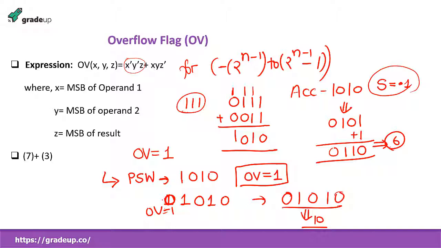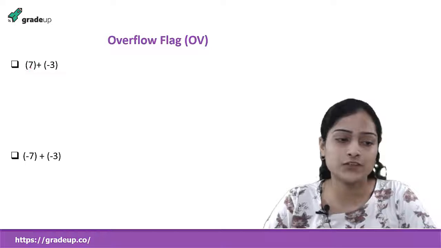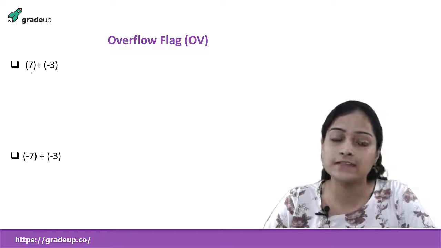Guys, one more thing. You can understand this basic thing: overflow can only occur if you add two positive numbers or two negative numbers. So there are only two cases for overflow: first is positive overflow and second is negative overflow. When two negative numbers are added or two positive numbers are added, only then will you get overflow. So this condition represents the positive overflow, and another will represent the negative overflow. How it represents the negative overflow, we will see. Here I have performed addition of 7 and minus 3. These are the signed data.